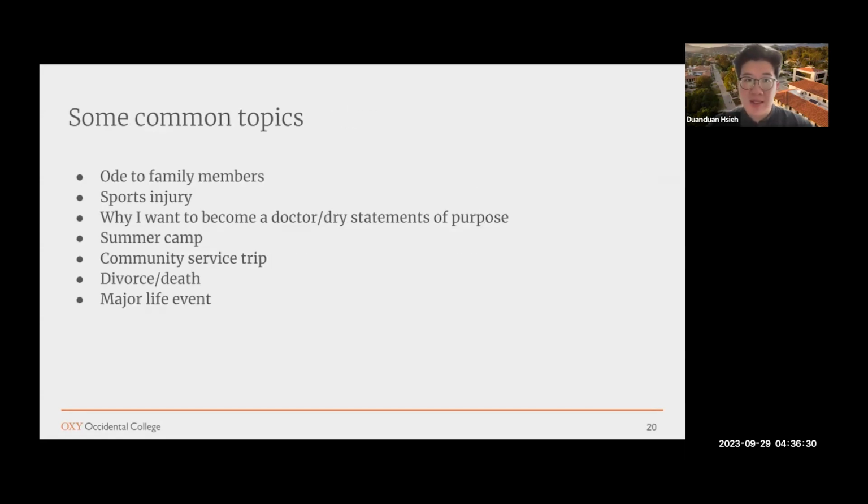Here are some common topics. We see these every year. I read about 1,000 essays a year, and there's always ones about an ode to a family member, someone who is important in your life. A sports injury essay, someone who has been working on a specific sport for many, many years, and then they had an injury, so they weren't able to play anymore. Why you want to become a doctor, summer camp, everyone's been a camp counselor. Community service trips, parents' divorce or a death in the family, a major life event.